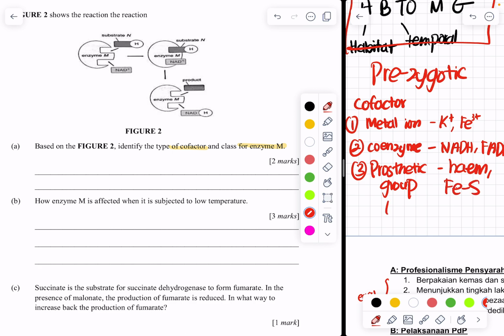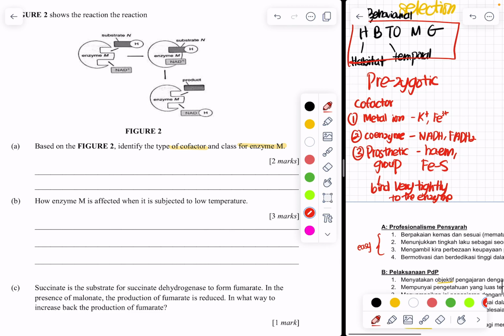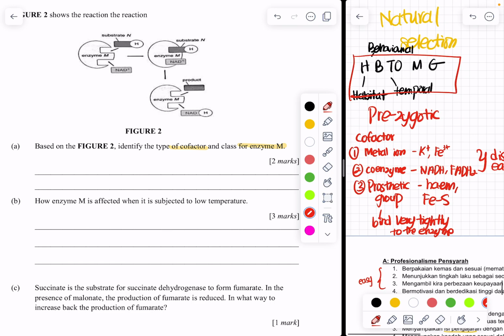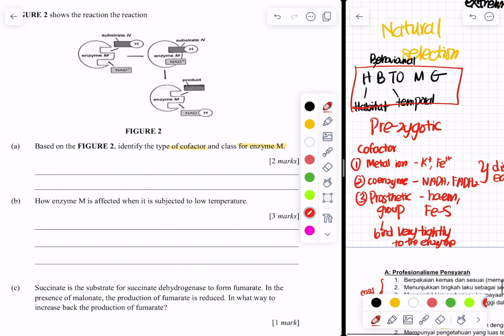So this one binds very tightly to the enzyme. Very, very tight. But metal ion and coenzyme, they can dissociate easily. Okay, is that clear? So, identify the type of cofactor.